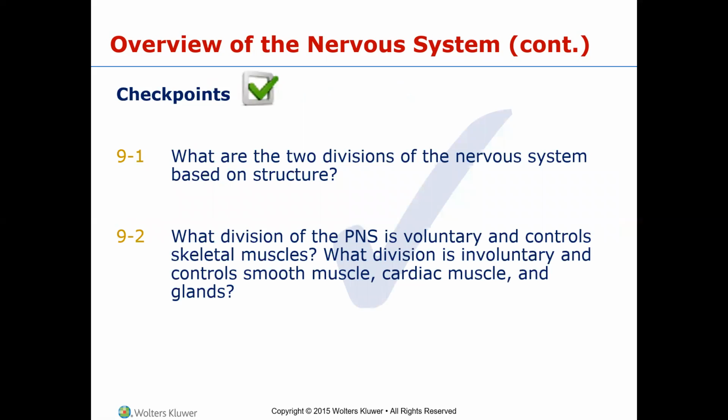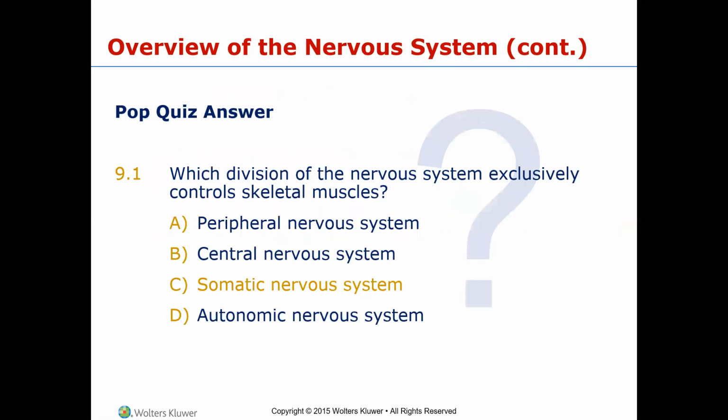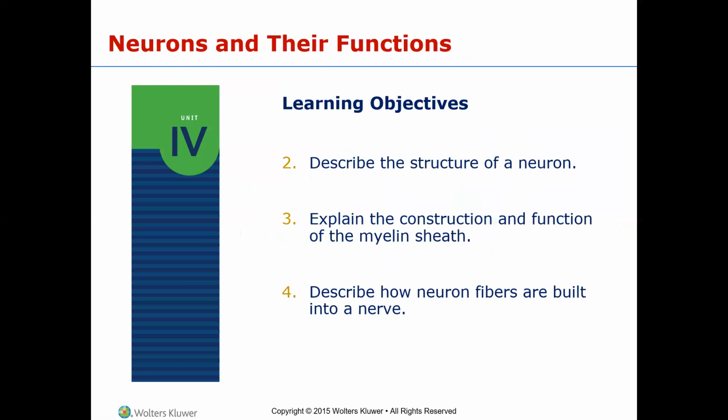So these are just checkpoints that you can go back over and which we just discussed. So which division of the nervous system exclusively controls skeletal muscles? So of course that would be the somatic, right? Somatic means body cells. And then when we look at a neuron, we're going to describe the structure of it and explain its function in terms of the myelin sheath, and then how the neuron fibers are built and assembled into a nerve.